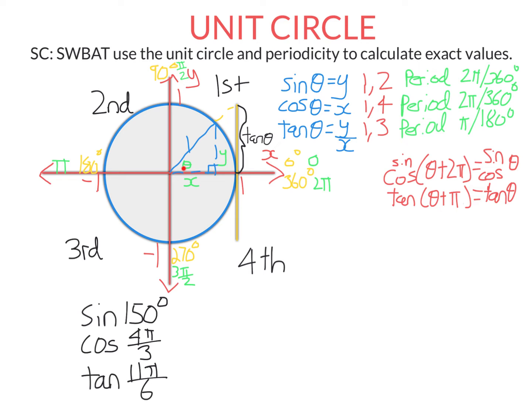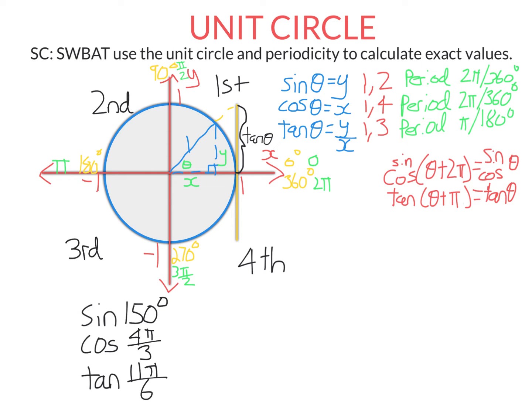Sine of theta is opposite over the hypotenuse. The hypotenuse, which is the radius of the circle, is always 1. So sine theta is just y over 1, which is y. Cos theta is adjacent over hypotenuse. It's just x over 1, or x. Tan theta is opposite over adjacent, so y over x.